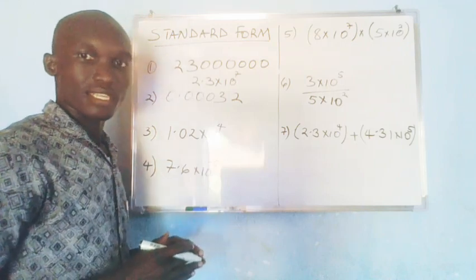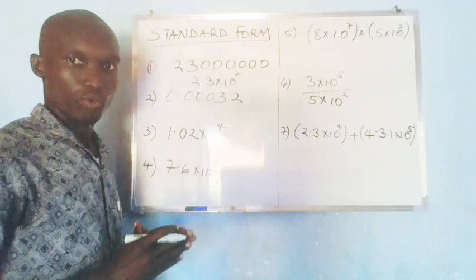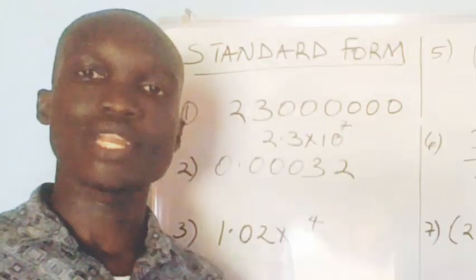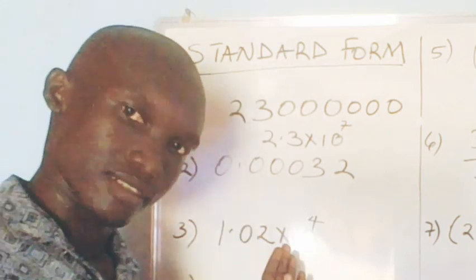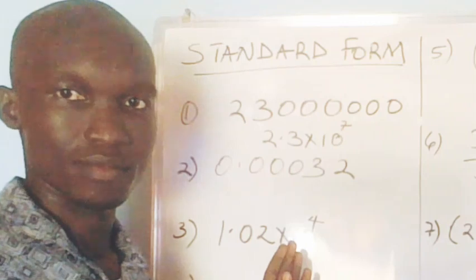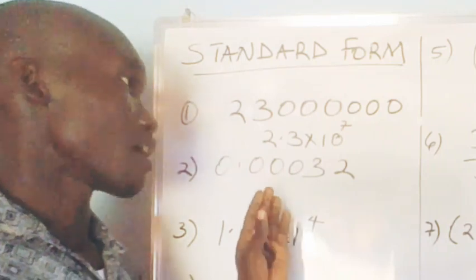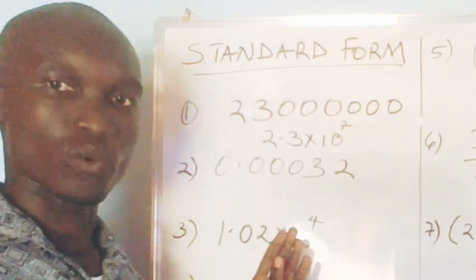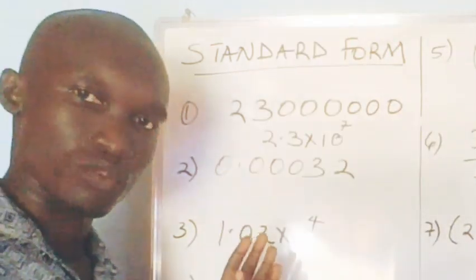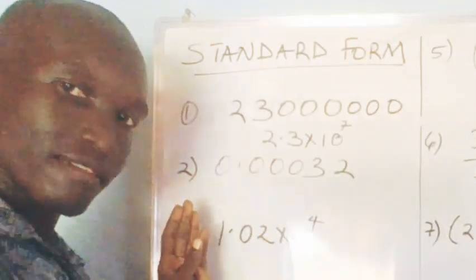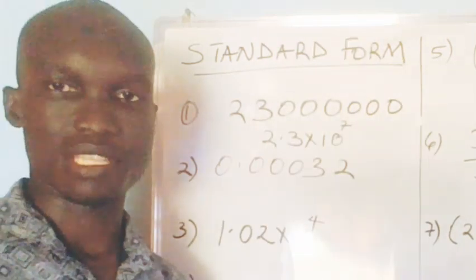Let's look at numbers which already have decimal points. Now when we are dealing with numbers which already have decimal points, we go from the left to the right. Numbers which are whole numbers, we go from the right to the left. But if it is numbers which have decimal points, we go from the left to the right. That is the only difference.